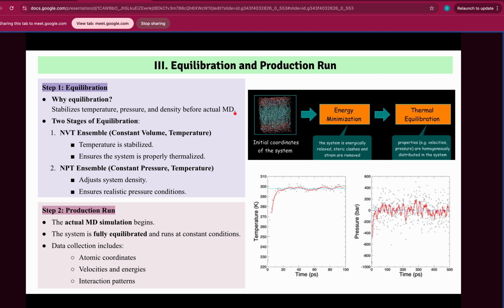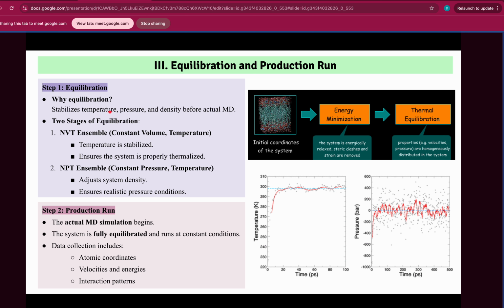When a protein is present inside our body, it is in certain conditions. It is at some ideal temperature, some pressure, and it also has some density in the medium. So we need to make sure that the conditions are similar to the in vivo state. That's why we need to stabilize.